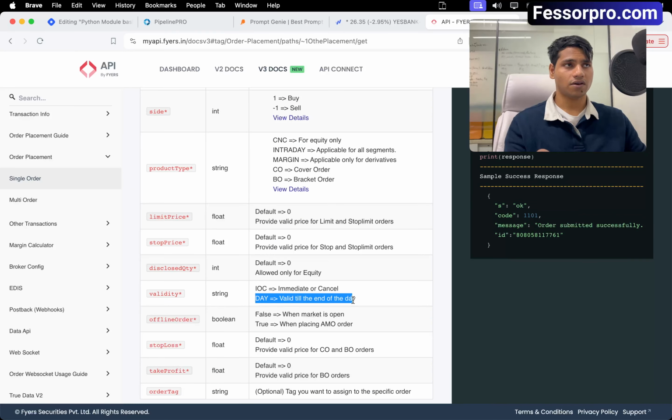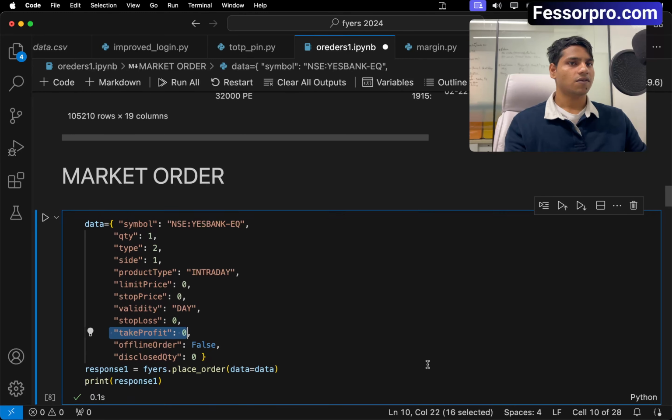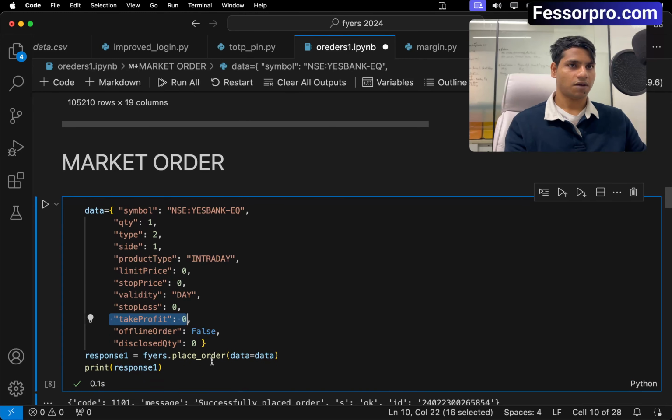Whenever you place an order, you want that order to be valid for an entire day, so you will write day here. Then stop loss and take profit. These two key value pairs need to be updated for different types of order. For a market order, we don't need to change anything. This needs to be false and disclosed quantity will be 0. So I have written everything. Let me just change the stock name. Right now it is Yes Bank. I'll change this to Hathway.